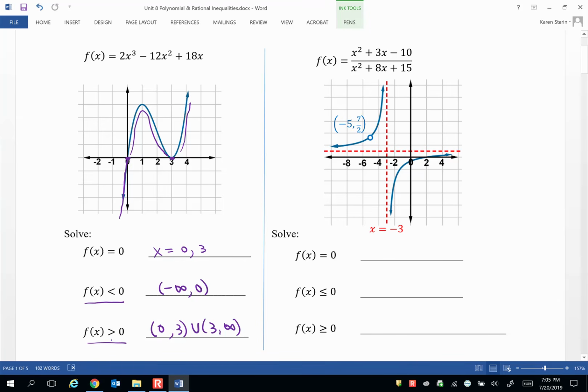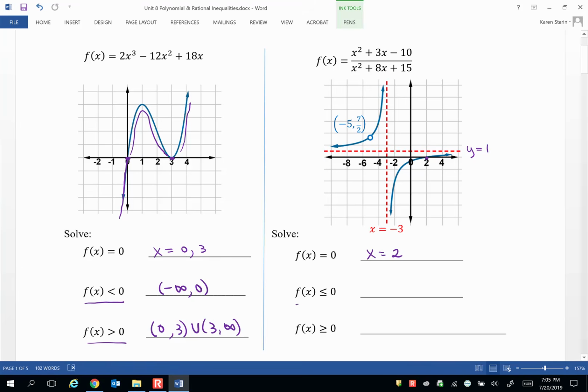Now let's look at the rational function on the right. The graph is shown and some points are labeled. The vertical asymptote is labeled, and it looks like y equals 1 is the horizontal asymptote. So solving this, again, for f of x equals 0, we are just looking for x-intercepts. So that's at 2. So we have x equals 2.